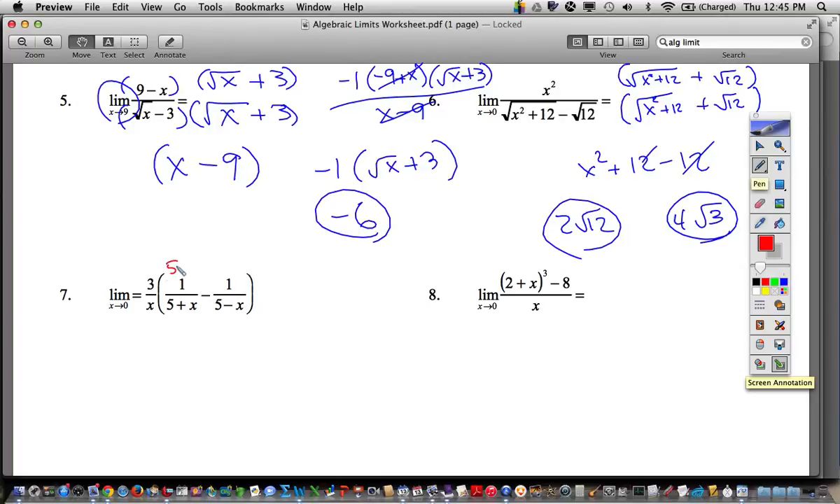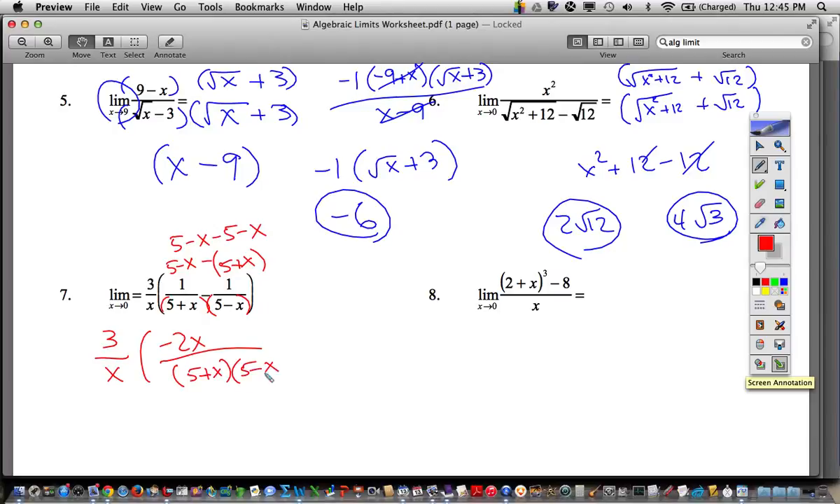So up here we get 5 minus x. Up here we get 5 plus x. And then the bottom would be this times this. Okay? And we're subtracting, and that's got parentheses. So this is going to be 5 minus x minus 5 minus x. So what happens with that? The 5s would cancel, and we'd have negative 2x on top, and then we would have this on the bottom, 5 plus x, 5 minus x. I don't really need to FOIL that out. Okay? So we end up with that.